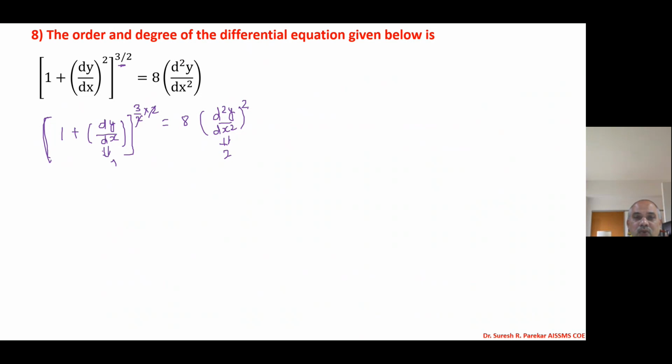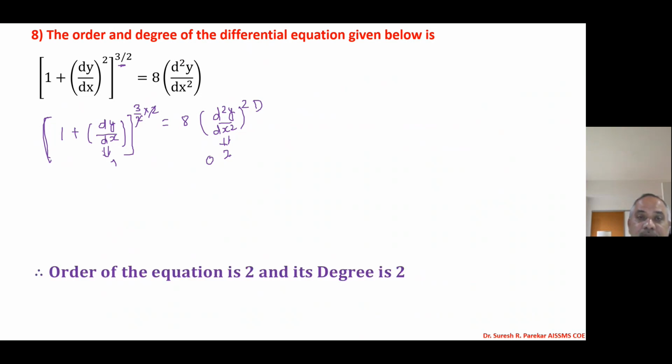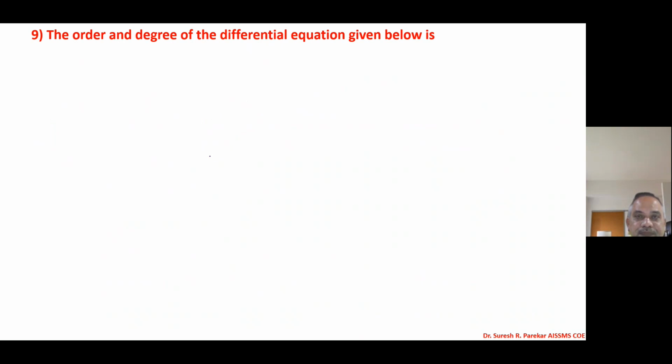So the order I have is 2, and then we have to find the power of the highest order derivative. So this is 2, so this becomes your degree and this becomes your order. So order is 2, degree is also 2. Then in this next one you can see we have fractions, 1/2 and 1/3. And now we have to go for natural numbers.